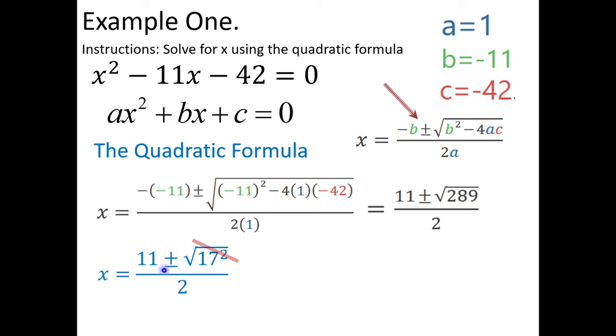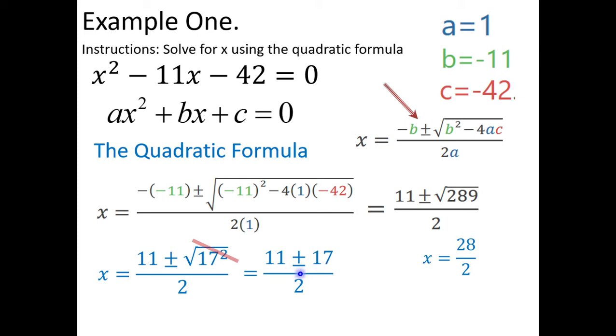This operation here means that there's two different things we're going to do. We're going to do it one time, calculate one answer, with a plus here. And then we're going to come back and calculate a completely different number using a minus here. So we're going to get two answers. The square root of 17 squared turned into a 17, and this plus or minus, if it's plus, you do 11 plus 17. 11 plus 17 is 28 over 2. Now you have to calculate it the second time with a minus, because that's your other answer. It'd be 11 minus 17.